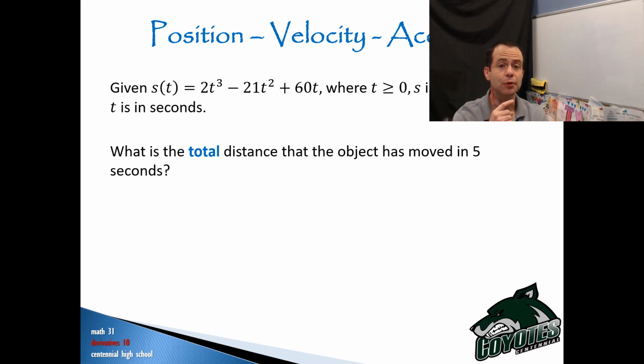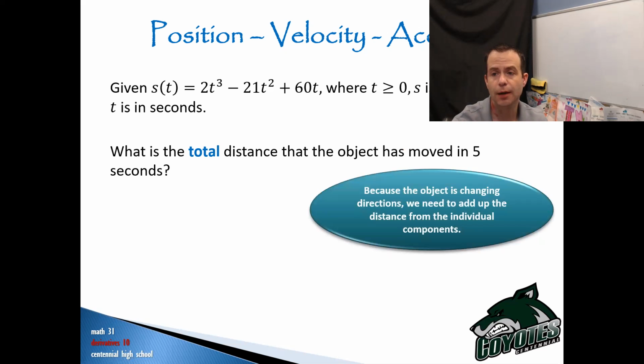And so what you have to do, you can now foresee 3 different chunks of this graph. You can foresee that I'm moving in a positive direction from 0 to 2, and then I'm moving in a negative direction from 2 to 5, and then I'm moving in a positive direction from 5 and beyond, okay? So I need to figure out each of those sections. I need to know where I am at 0, where I am at 2, and where I am at 5. Because the object is changing directions, we need to add up the distance from the individual components.